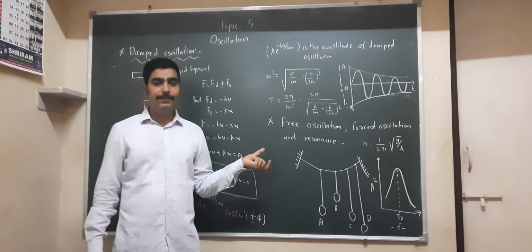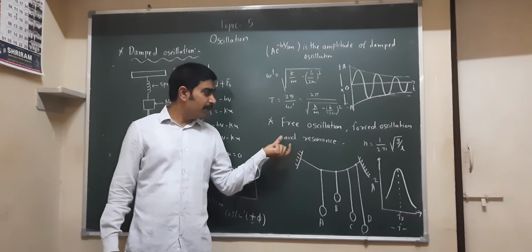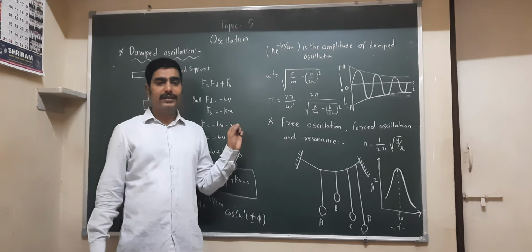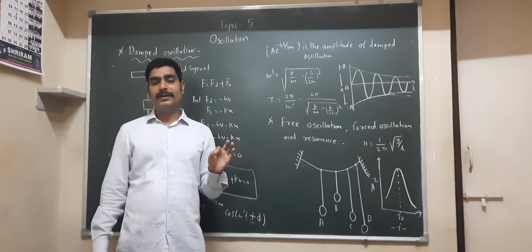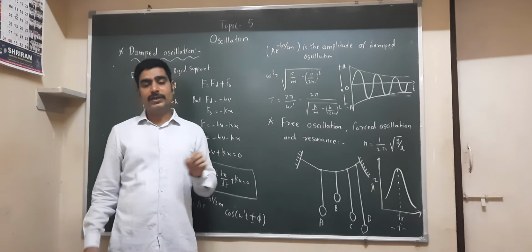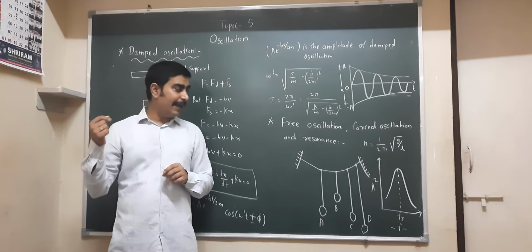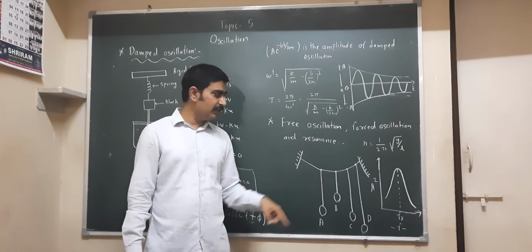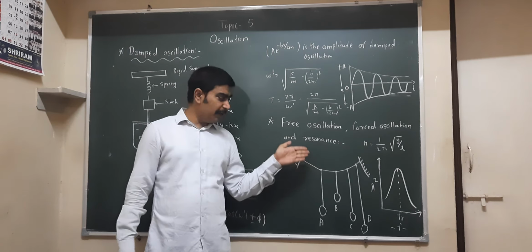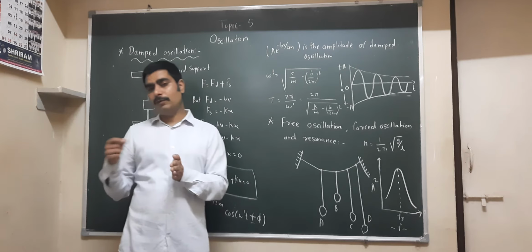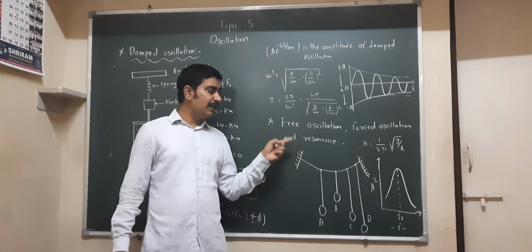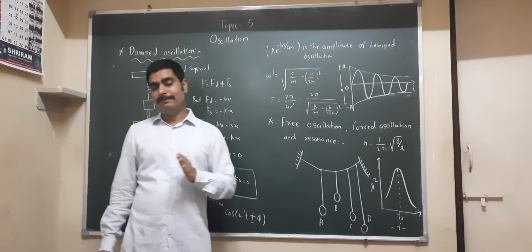So friends, I hope you have understood the concept of free oscillation, forced oscillation and resonance. In one line, we can write that the body which vibrates with the natural frequency is known as free oscillation. Forced oscillation is when the body vibrates by the application of an external force. And resonance is when the frequency of the vibrating body is equal to the frequency of the external force. In resonance, the amplitude of the particle is maximum.